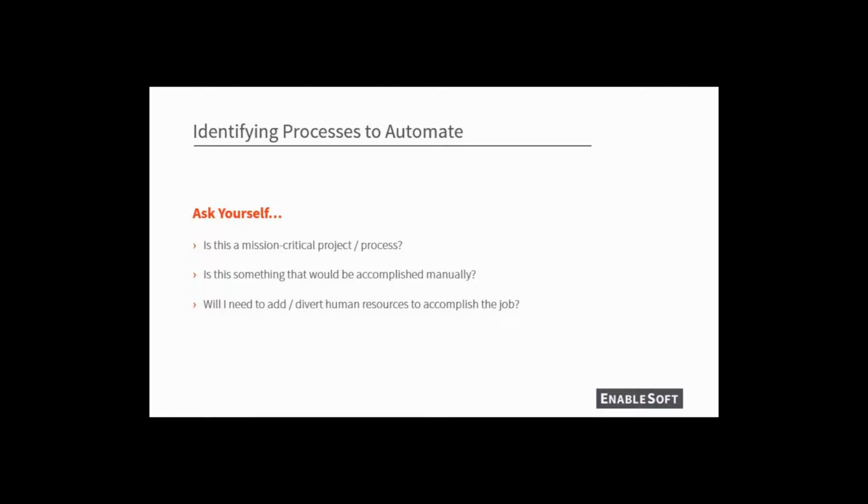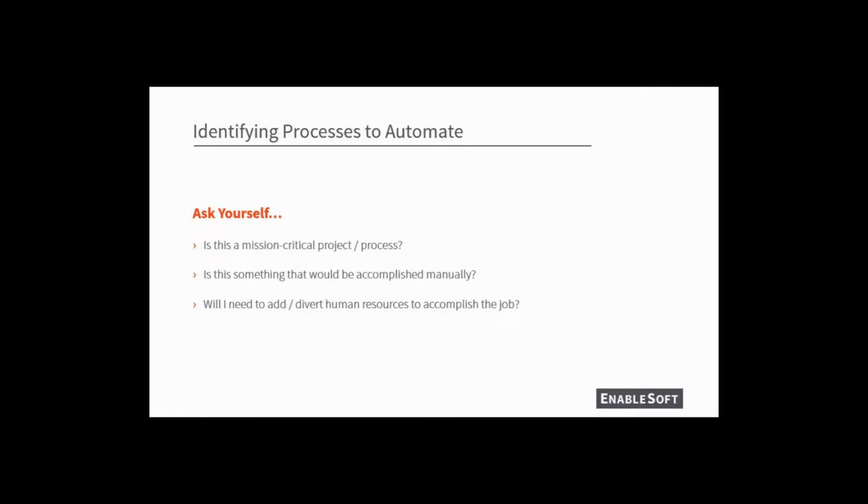And we find that you should ask yourself these 3 questions. Number 1, is this a mission-critical project or process? Is this something that would otherwise be accomplished manually versus, say, programmatically with a macro or outsourcing to your core vendor? Will I need to add or divert human resources to accomplish the job? Will I need to pull people off of the sales floor, for example, or away from serving customers in order to accomplish this project? If you've answered yes to any of these 3 questions, or maybe all of these 3 questions, then chances are that that particular process, or task in question can be automated at great time and money savings to you.